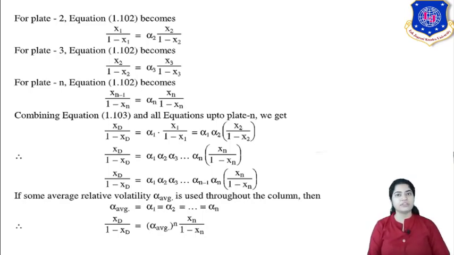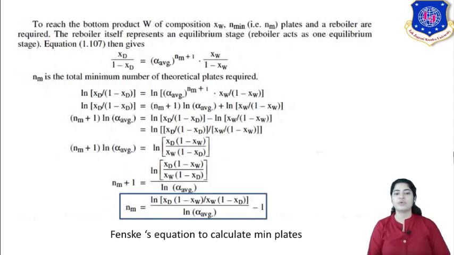Now come back to our assumption. We assume that the relative volatility for each plate is constant. Hence the relative volatility of all these plates would be alpha average. So instead of the multiplication of all these relative volatilities, you substitute alpha average raised to n. Now, to reach the bottom product W of composition Xw, n minimum number of plates and a reboiler are required. In the bottom, the reboiler also acts as a plate.